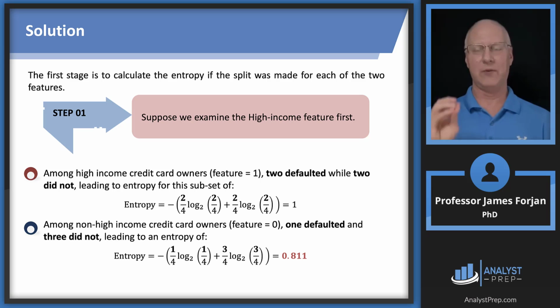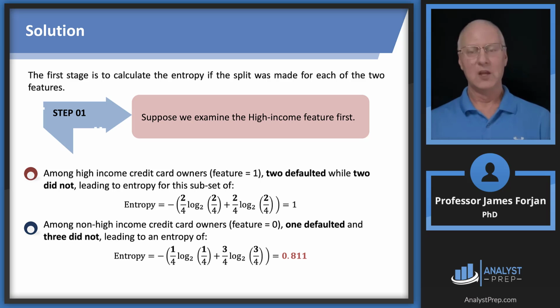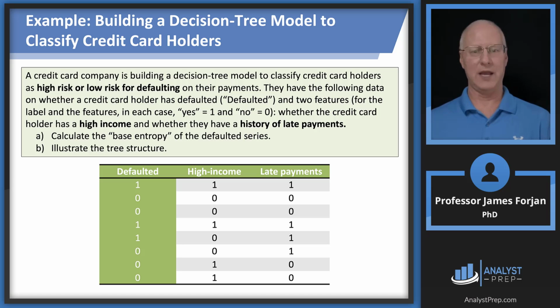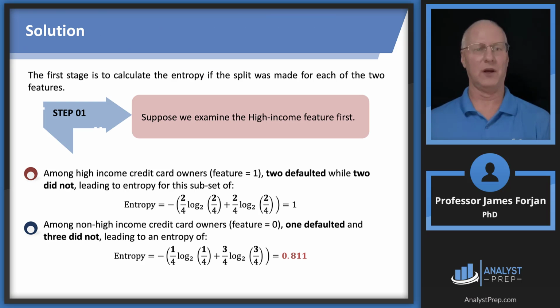So let's go ahead and say we examine the high income feature first. So we can go back and look at the high income feature. So high income, we've got 1, 2, 3, 4. So 4 individual credit card holders had high income, the other ones had low income, and then just look at the match there. So there's 1 that defaulted, there's another 1 defaulted, and there's 2 that didn't default. All right, so that means 2 defaulted while 2 did not. So there's the entropy, and of course it has to sum to 1 just by regular old common sense.